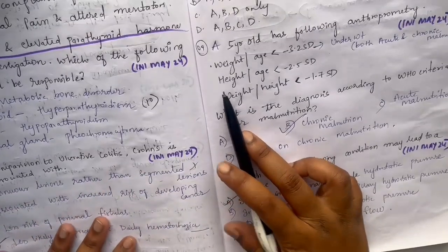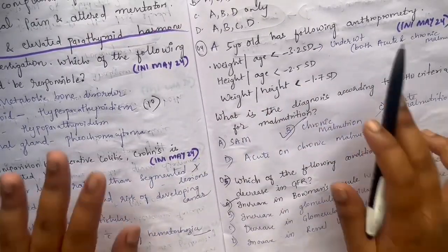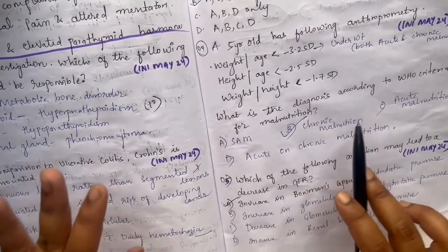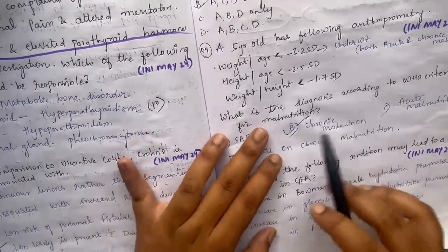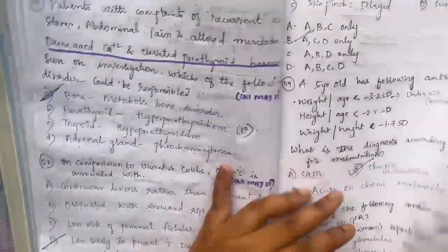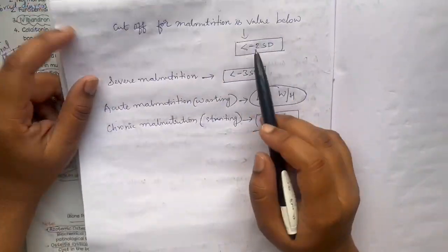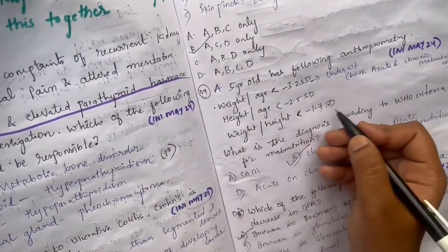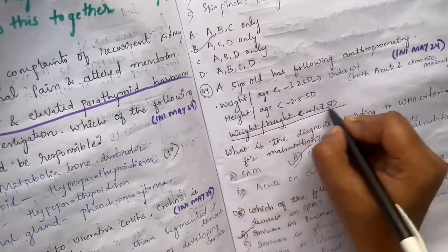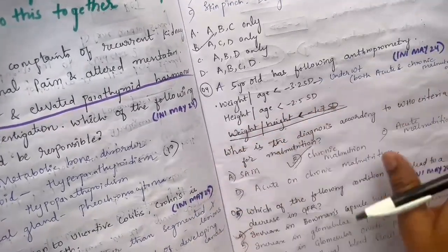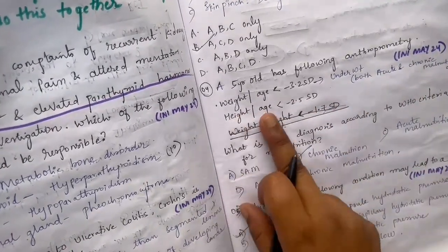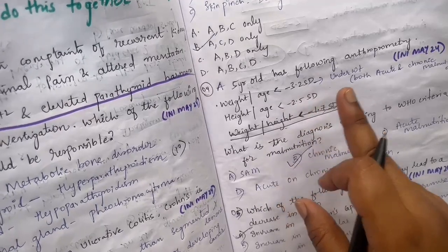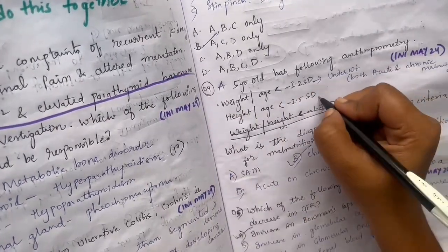Coming to the fourth question, they're asking what is this? Great, you answered this correctly. This is chronic malnutrition. Why? Weight for height is less. Any malnutrition cutoff is less than -2 standard deviation. So here the cutoff for weight by height is less than -1.7, so this doesn't come into the picture. Height by age is less than -2.5. This comes under chronic malnutrition.